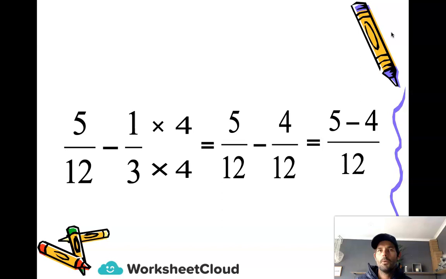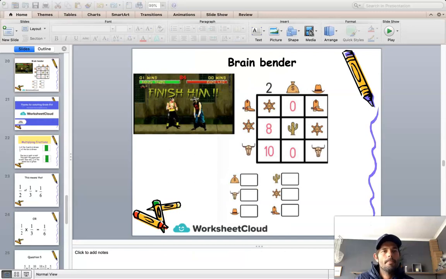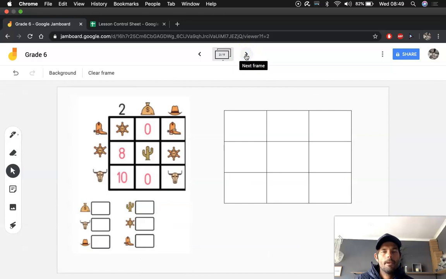Okay, so all that's left for today is your brain bender or finisher, and that looks as follows. Remember, it's a multiplication table, so all that you are required to do is tell me the value of the symbols: the cowboy boot, the sheriff's badge, the bag of money, the bull's skull, and the cowboy hats. Okay, there it is.